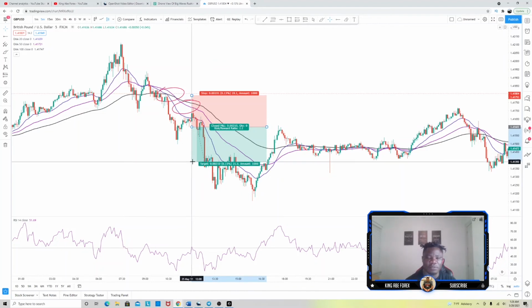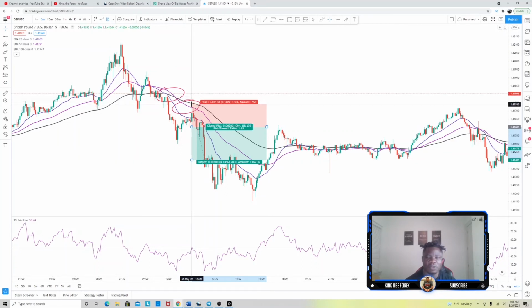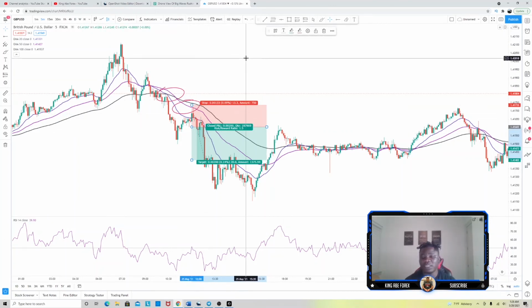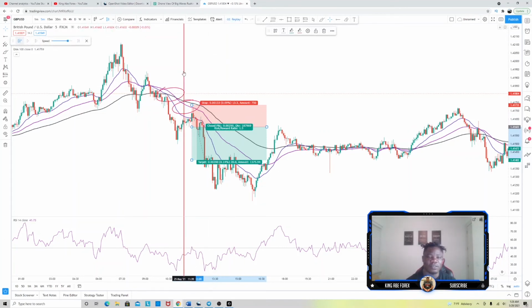We got our entry right over there. We're just going to target 20 pips, and our risk to reward has to be 1 to 5. Now I'm going to put this in replay mode, and you guys will see how this trade actually played out.